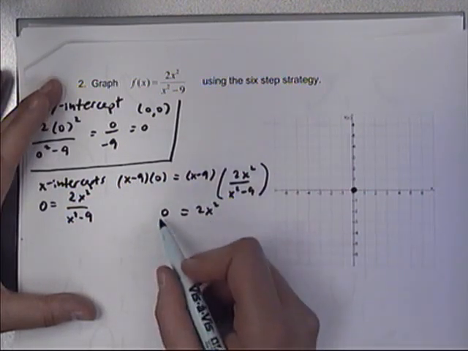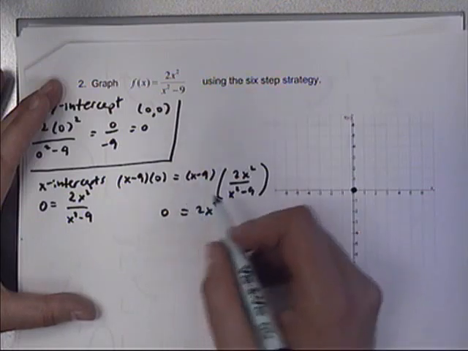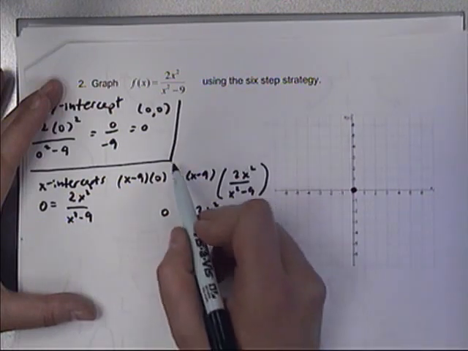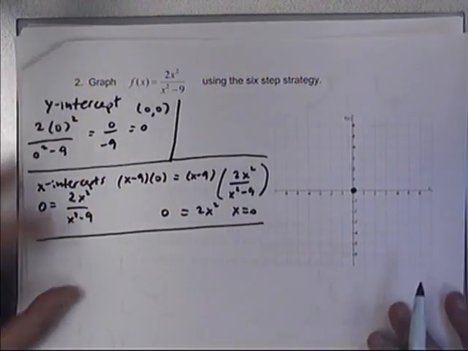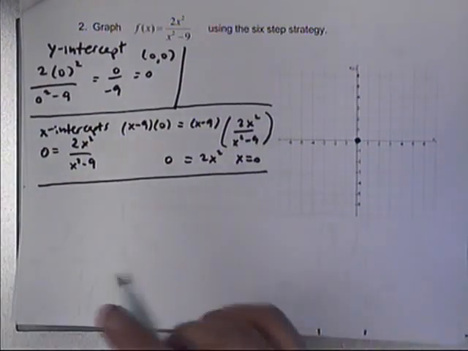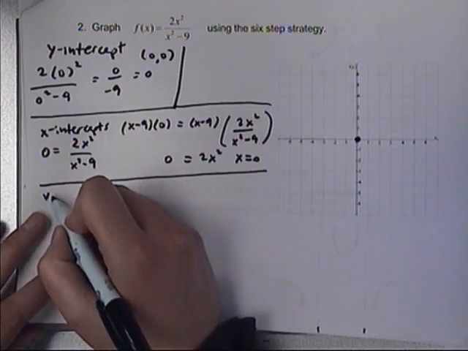Here, 0 times anything is 0. If we divide by 2, we still get 0. If we take the square root of 0, we still get 0. So, again, not very helpful. We still have an x-intercept at 0, but that's what we already have. On your assignment, you'll find x-intercepts that are not just 0.